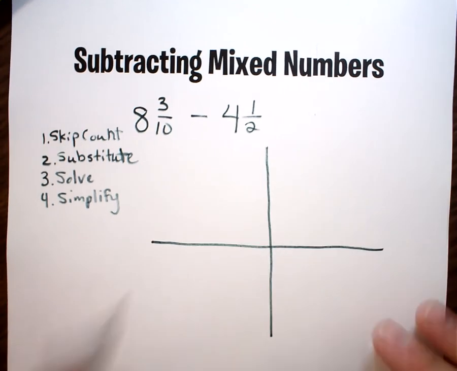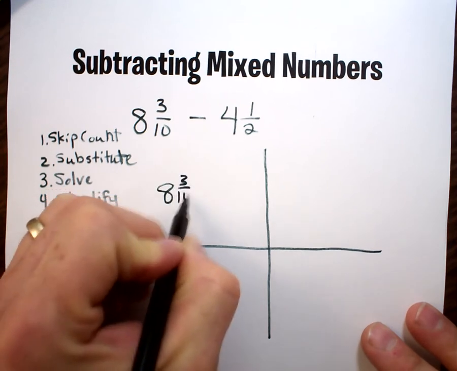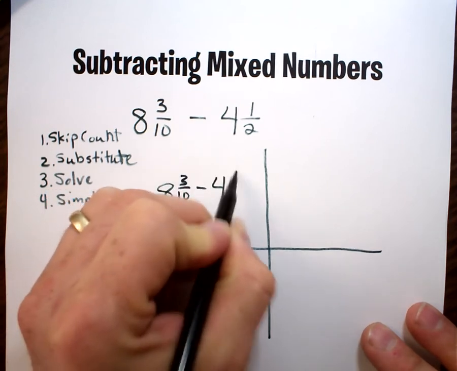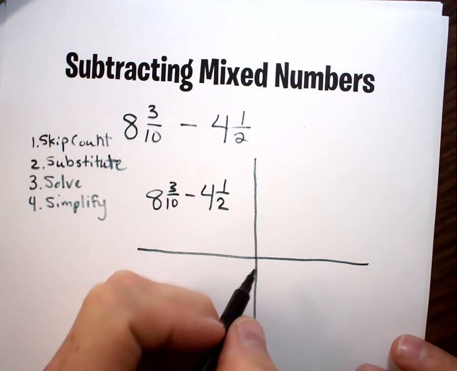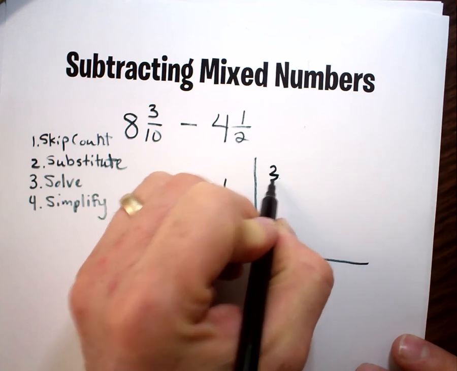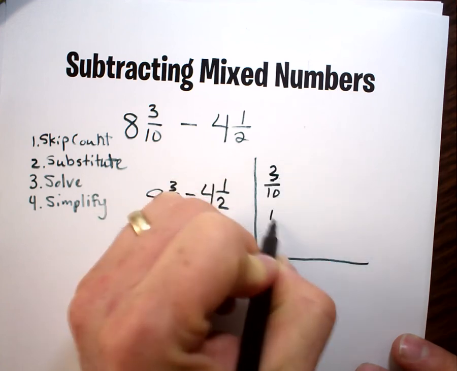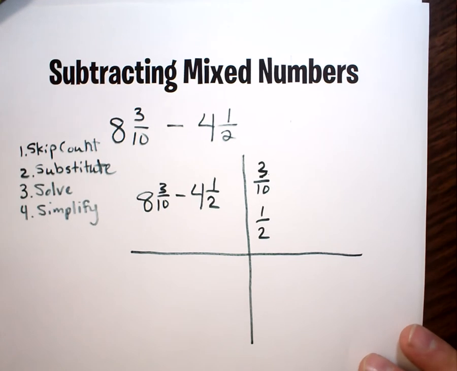The first thing I like to do is rewrite the problem: 8 and 3/10 minus 4 1/2. That's our problem. And then we're going to do the first S, which is skip count. We're going to do that right here. I take my two fractions, 3/10 and 1/2, and I'm going to skip count the numerators and denominators.